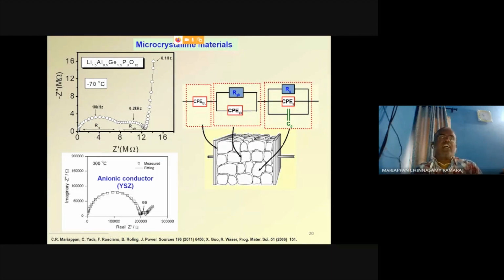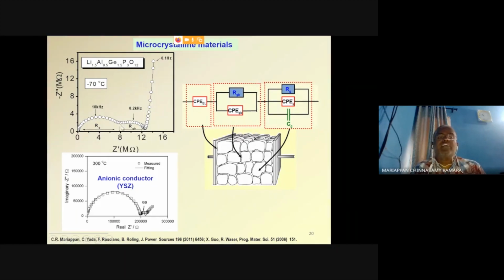meaning single crystals, and then nanocrystals. Now you come to the microcrystals. If you come to microcrystalline materials, you can see there are grains and grain boundaries. Because of the grain boundary, we have one more additional part. This is the bulk, this is the grain boundary, and this is the contact.